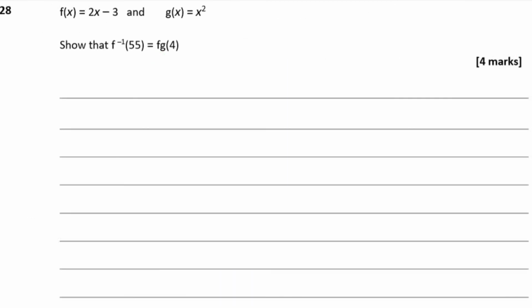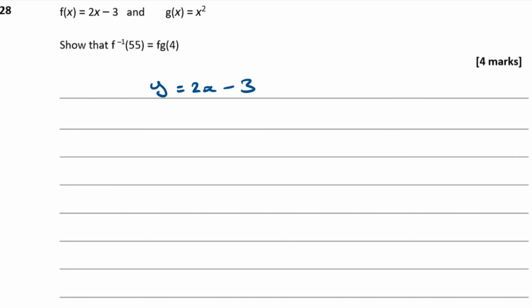Question 28. f of x equals 2x minus 3 and g of x equals x squared. Show that f to the minus 1 of 55 is equal to f of g of 4. Okay, right. Now, this first bit, f to the minus 1, that means the inverse function. So we need to find the inverse function first. Okay? Now, if I've got f of x equals 2x minus 3, let's just say y is equal to 2x minus 3 to start with and rearrange for x.